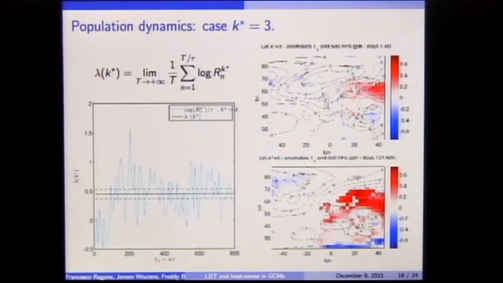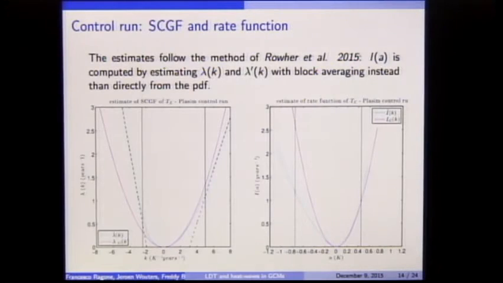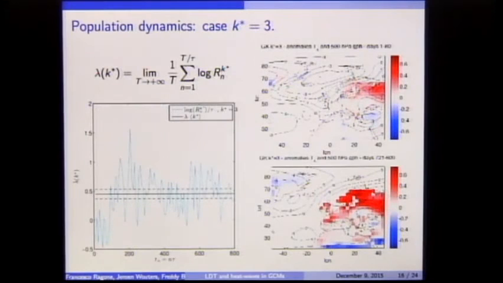Okay, so as I said, the first thing you compute is the scale cumulant generating function in k star, basically as the time average of the logarithm of the normalizers. And this is for a case of k star equal to 3. Here is a time series of the normalizer, and you see that after a transient period, it quite nicely jumps to a new state in which the logarithm of the normalizer correctly oscillates around the value of the scale cumulant generating function obtained with the direct estimate method.